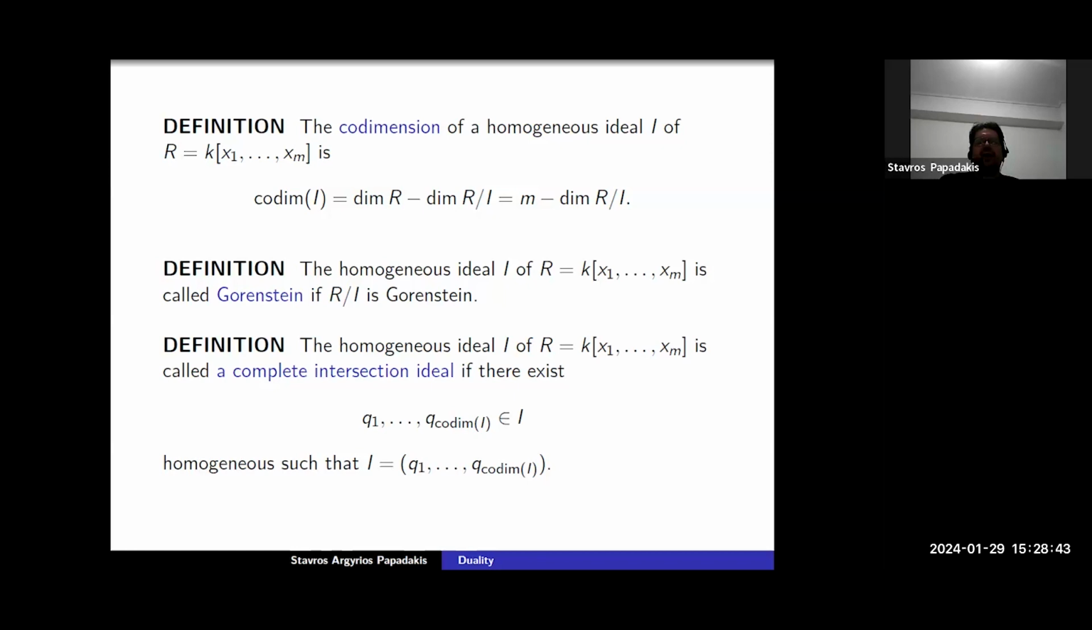Usually it can very well be the case that I needs many more generators than the codimension. For example, the homogeneous ideal of the twisted cubic in projective space has codimension 2 but needs 3 generators.